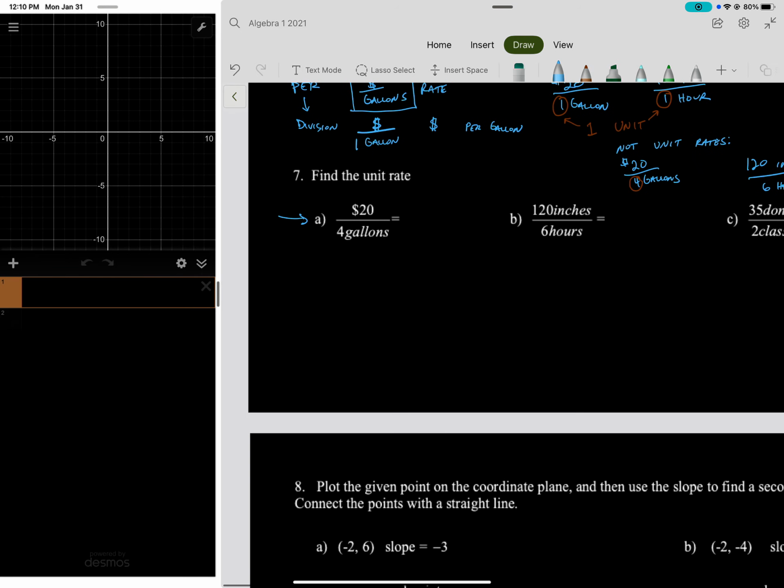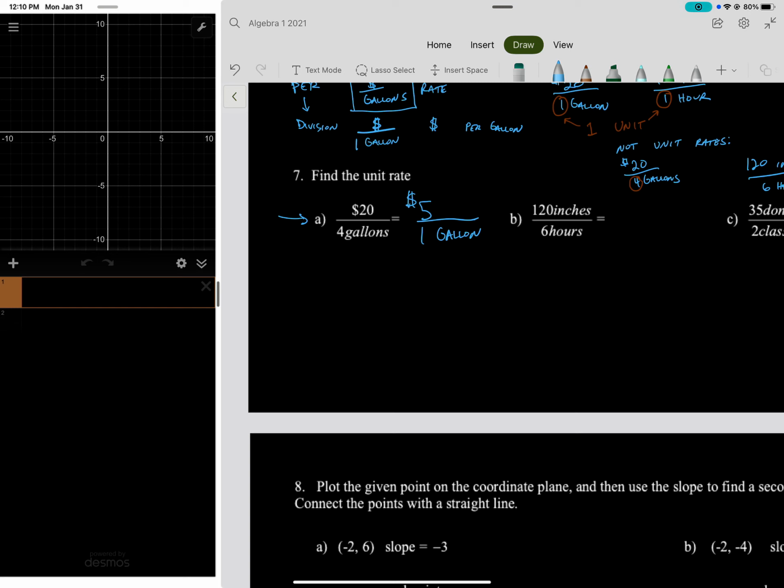So for number 7, these are not unit rates. Number 7A is not a unit rate because of the 4 gallons. If I want to turn it into a unit rate, I know it's going to be over 1 gallon. And the way that I can get the numerator is I actually do the division here. I'm going to do the 20 divided by the 4, and that's going to be my numerator. So 20 divided by 4 is 5. And it was dollars on top, so instead of writing dollars, I'll put the dollar sign. So it's $5 for every 1 gallon.